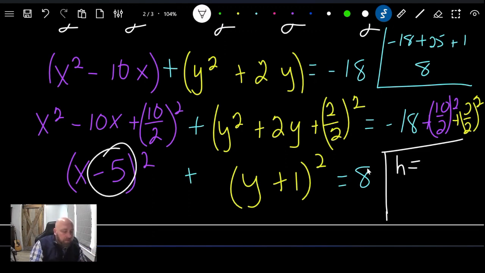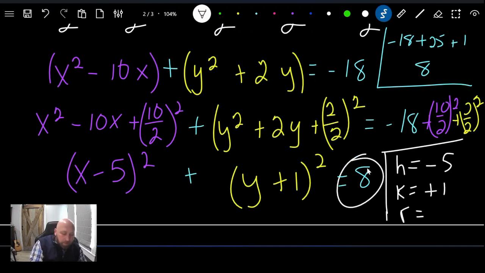Our 8 is right there. It's negative 5. Our k should also be easy to see. Our k equals positive 1. But our r is just a little bit harder to see right here. It's 8, but it's not 8. This is where so many students, you would not believe how many students go wrong here.